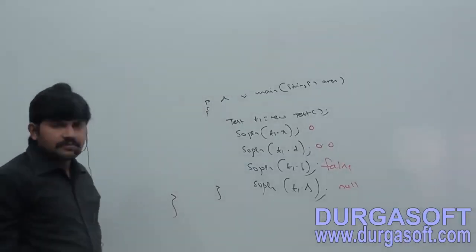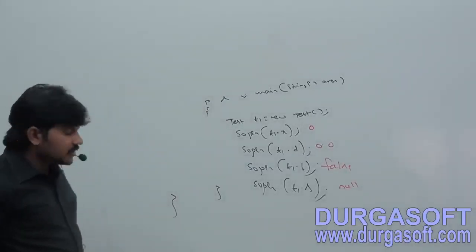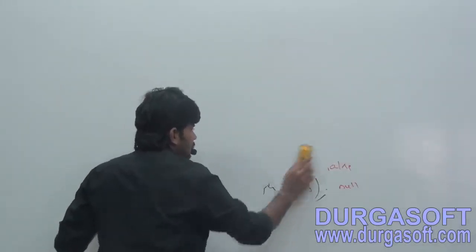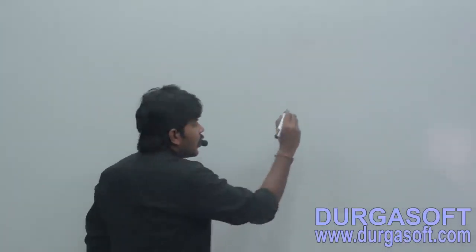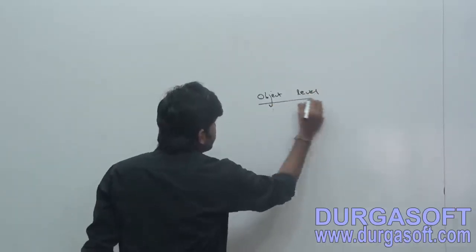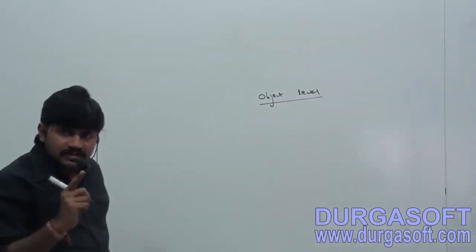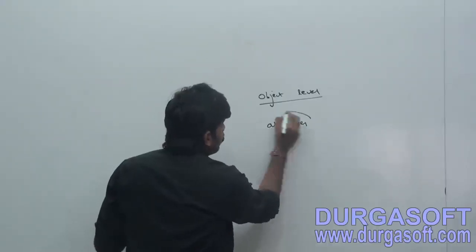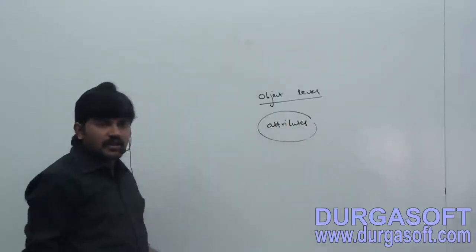T1 dot S null. Okay, next, do you know what instance variables are also known as? Can you tell any other word for instance variable? Instance variables are also known as object level variables, or sometimes we can use the word attributes. Attribute is nothing but instance variable.